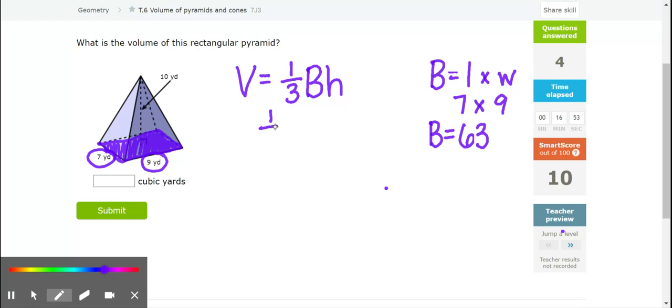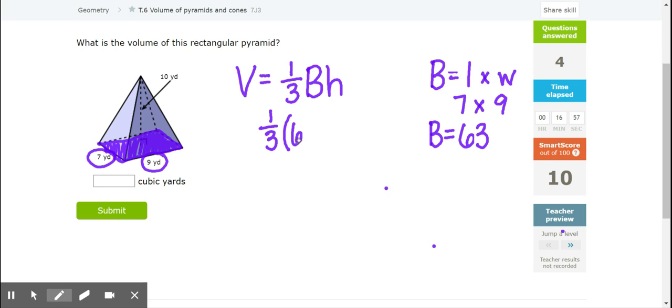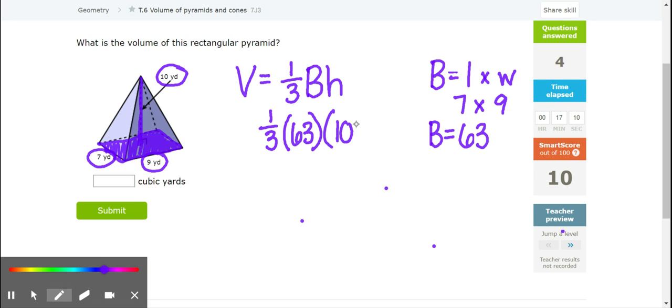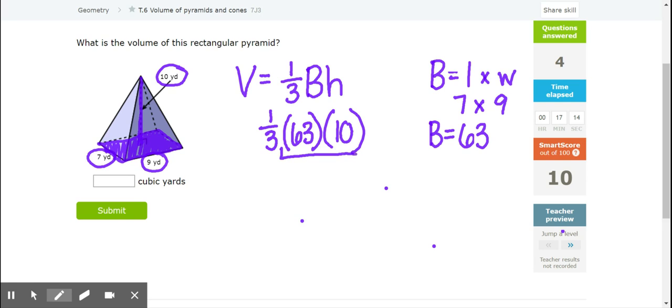I'm going to bring down this 1/3. My capital B is going to be 63. And then my height goes from the base to the very tip top point, which they're saying is 10. So where I have my H, I'm going to substitute in 10. Okay, just like earlier, I'm going to figure out what this is first. So 63 times 10 is going to be 630.